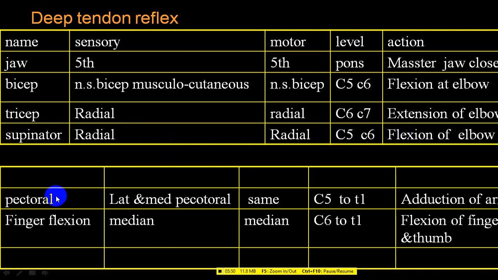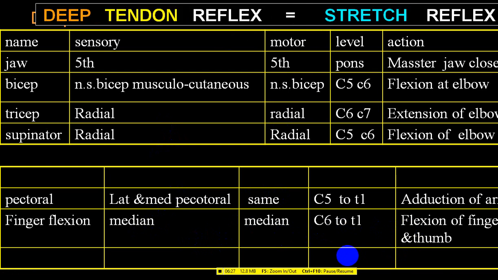The pectoral reflex, by and large, is not done, but the nerve involved, sensory, is the lateral and medial pectoral nerve. Motor pathway is the same. You are tapping the pectoral muscle. The root value is C5 to T1: C5, C6, C7, C8, T1. And you get adduction of the arm. While in finger flexion, the nerve involved is the median nerve, sensory as well as motor. The root value is C6 to T1. In response, you get finger flexion and flexion of the thumb.